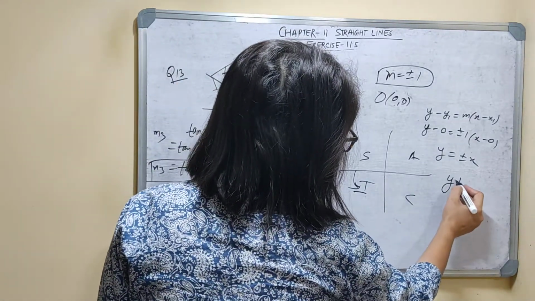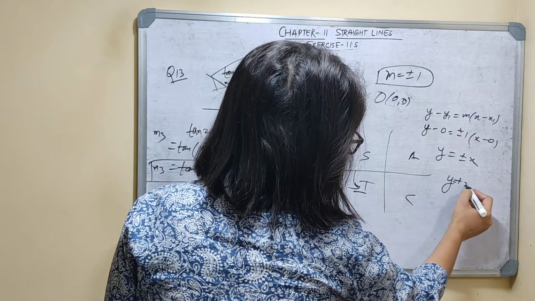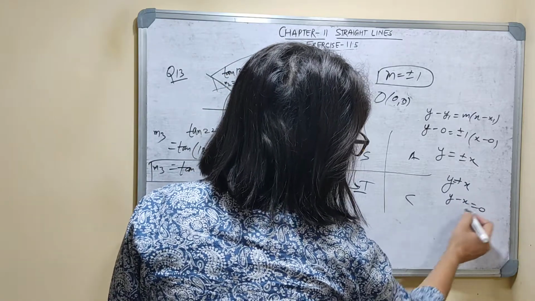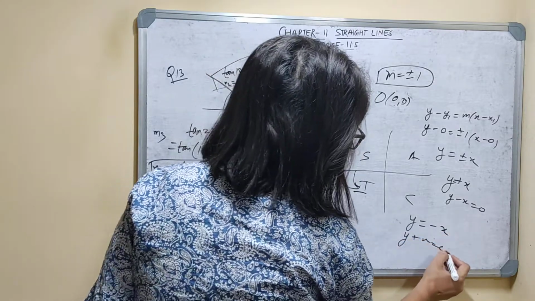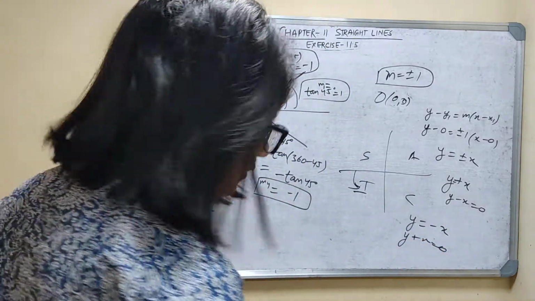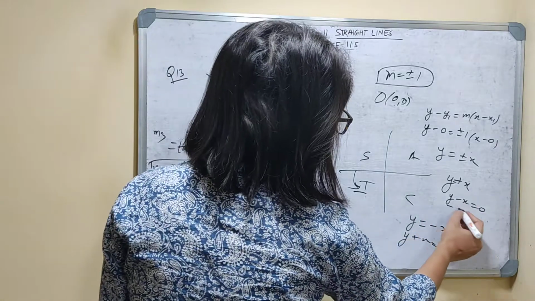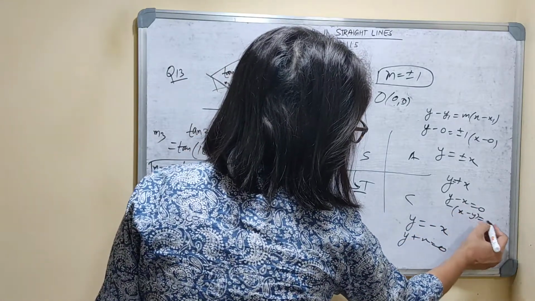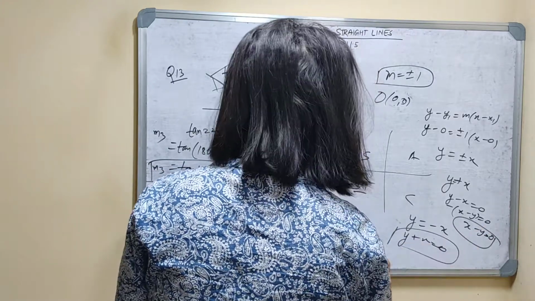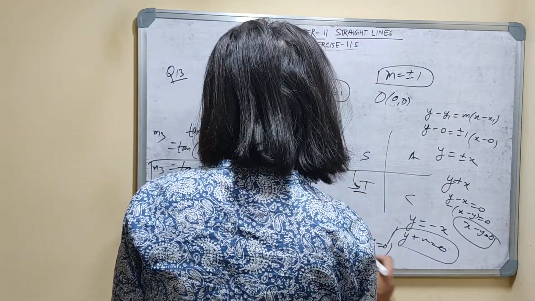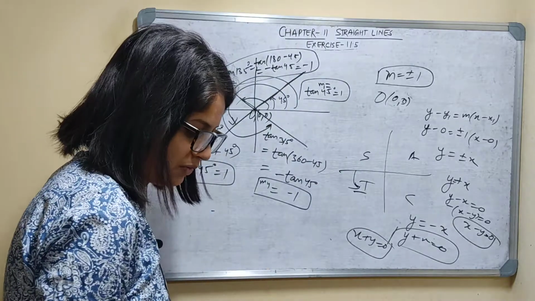Once I take y is equal to plus x, so y minus x is equal to 0. And I take y is equal to minus x, so y plus x is equal to 0. Is it clear? So x plus y is equal to 0. And y minus x is equal to 0; I can write minus common, so x minus y is equal to 0. So one equation is x minus y is equal to 0, and another equation is x plus y is equal to 0. This is the required equation.